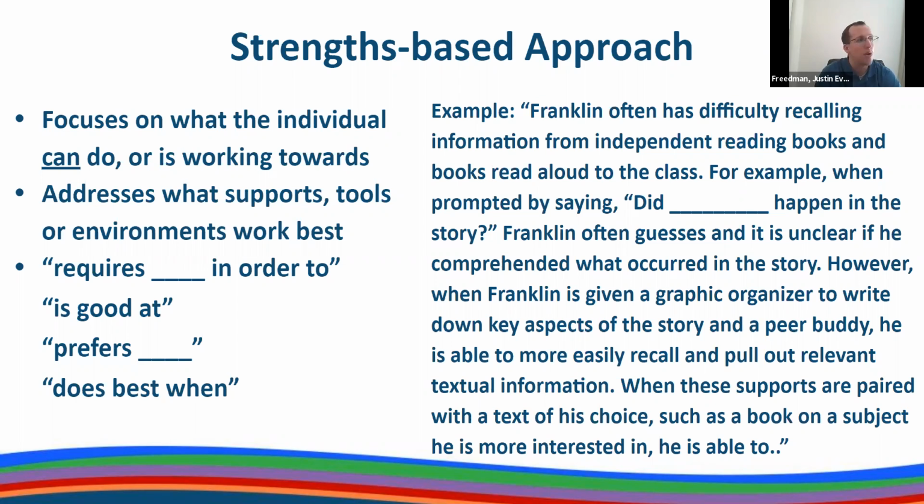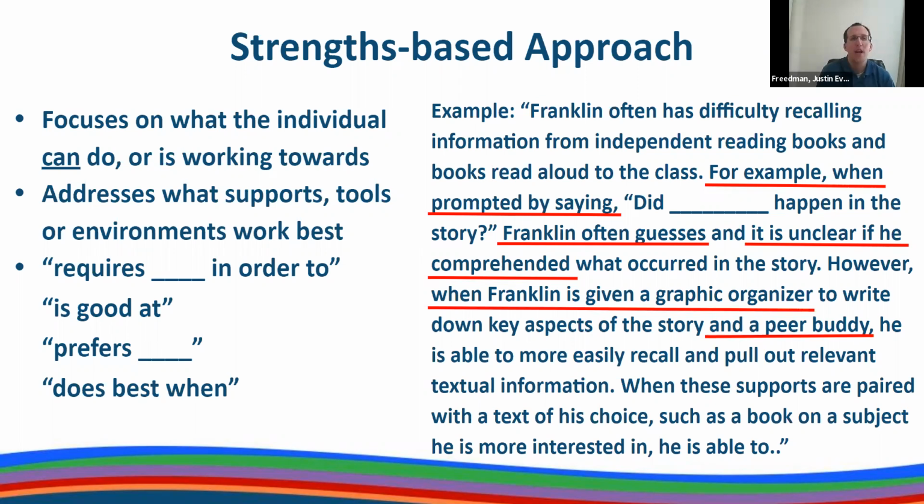So we might see language like the child requires such and such support in order to demonstrate a skill. They're good at something, they prefer this aspect of an environment in order to work best. They do best when, something like that. So let's look at an example on the right-hand side. Here, when we describe Franklin, we said that he has difficulty recalling information, but then later it says, for example, when prompted by saying, and then later it describes that Franklin often guesses and it's unclear if he comprehended. So here now we're giving an example and then describing what the student does do. Well, the student guesses in order to explain what he comprehends. And we say that it's unclear that he comprehended, right? So it's giving more information than just saying that the student is unable to comprehend. We're actually looking at what the student can do and giving more information.